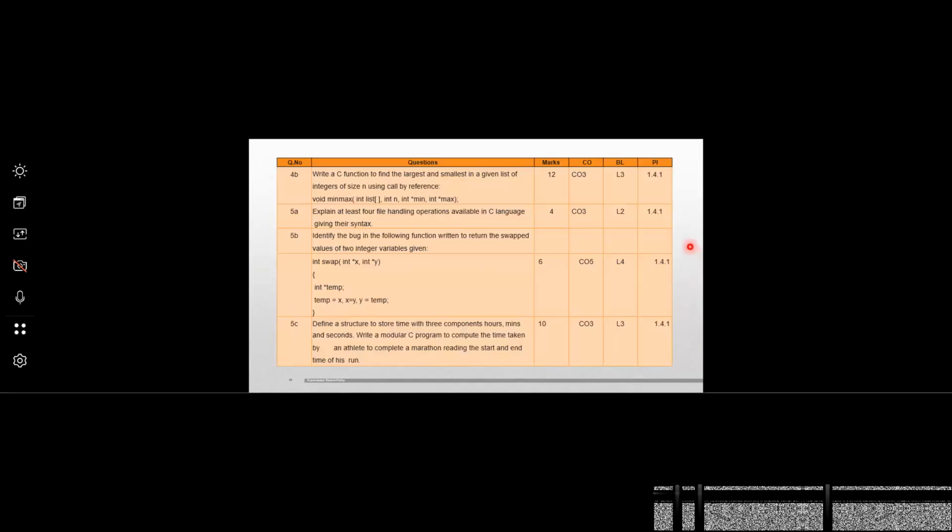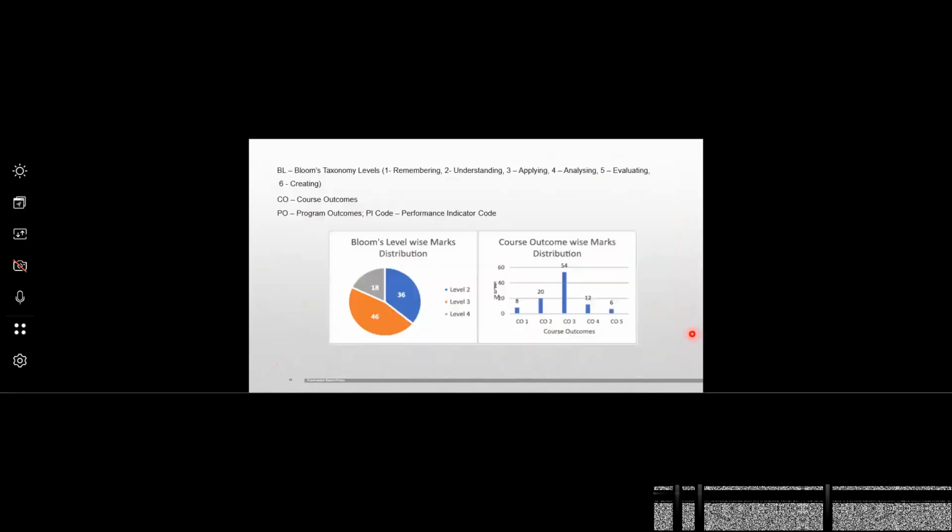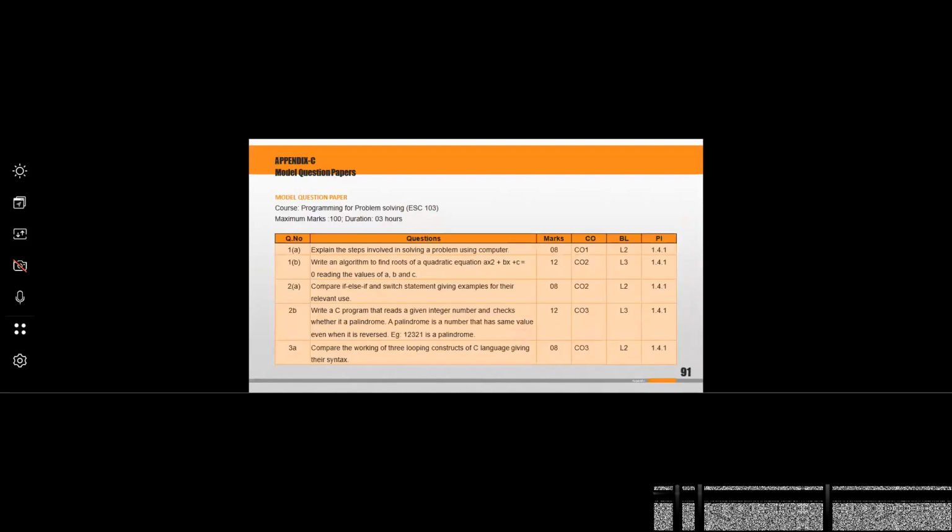Now you can see, if you calculate the marks, here we have 4B 12 marks, 5A 4 marks, 6 marks, 10 marks and all. Okay, next slide, please. Sir, go to the first slide of Bloom's taxonomy, just here. See, CO1, 8 marks, right? CO2 is 12 plus 8, 20. Okay, here it is 20. Next, here it is also CO3 is 20. Next, go on and come to the chart.